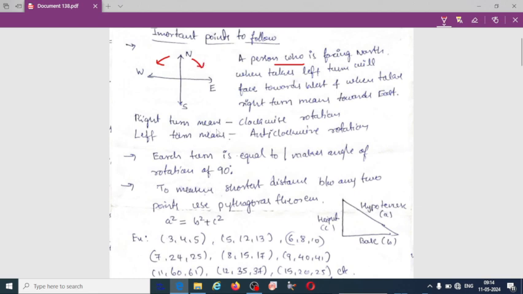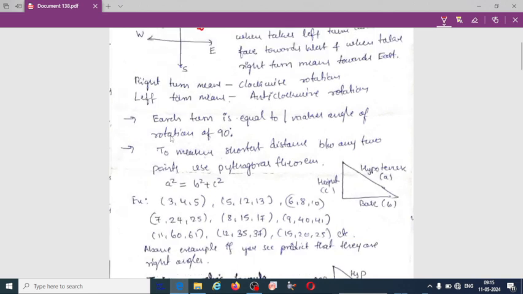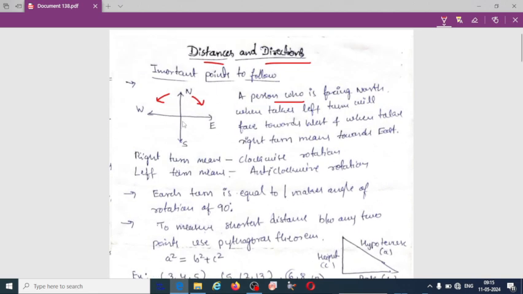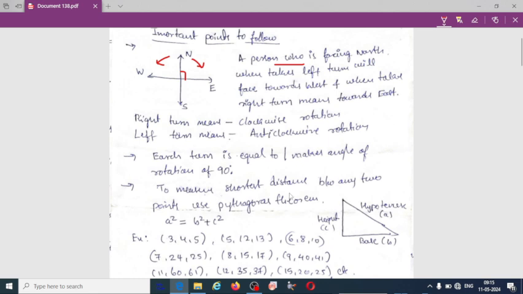So the right turn means clockwise and left turn means anti-clockwise. Okay, you can see in this figure. So each turn is equal to how many degrees? 90 degrees. To measure the shortest distance between any two points, use the Pythagoras theorem. The Pythagoras theorem is very helpful to solve the problems related to these.